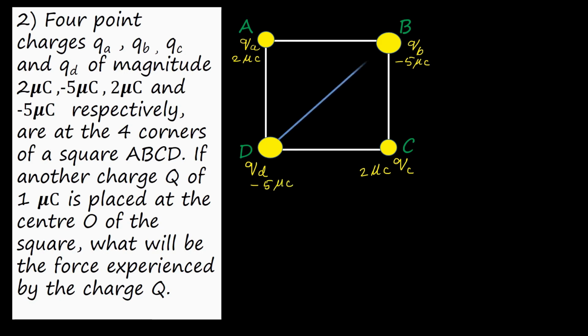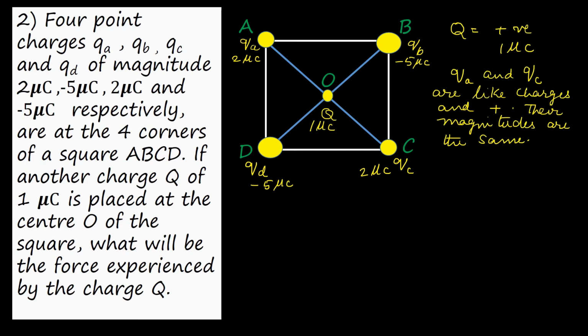Draw the diagonals to find the center of the square. I mark the center as O. This is the charge Q at the center of the square. Its magnitude is 1 microcoulomb. We have to find out the force experienced by Q due to QA, QB, QC and QD.